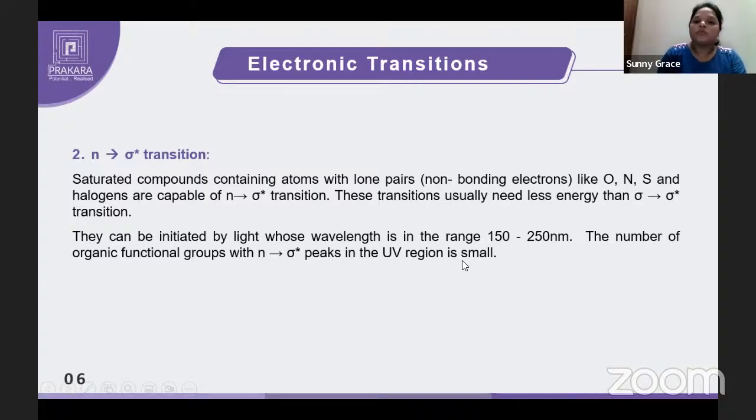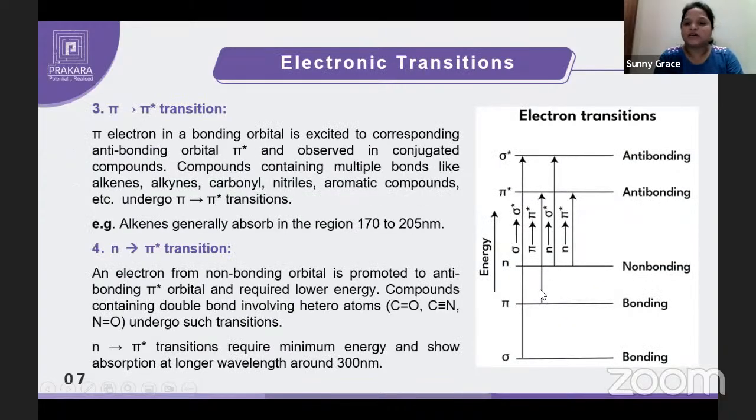Okay, the next transition is pi to pi star. Pi to pi star is from the bonding orbital to the anti-bonding orbital. Pi electrons are generally related to double and triple bonds in organic molecules. Whenever you observe hydrocarbon molecules containing only carbon and hydrogen, these kinds of transitions are possible. They generally occur at 170 to 205 nanometers, which is absolutely the UV range only, vacuum UV to near UV range. That is the reason these transitions are generally possible.